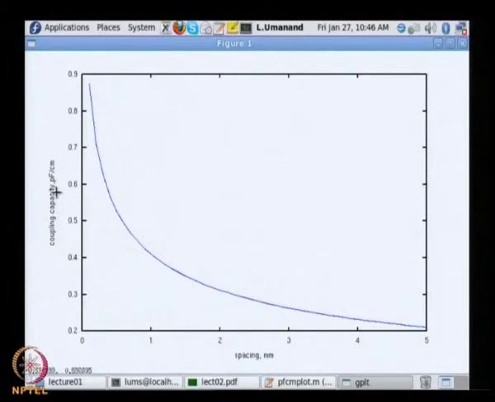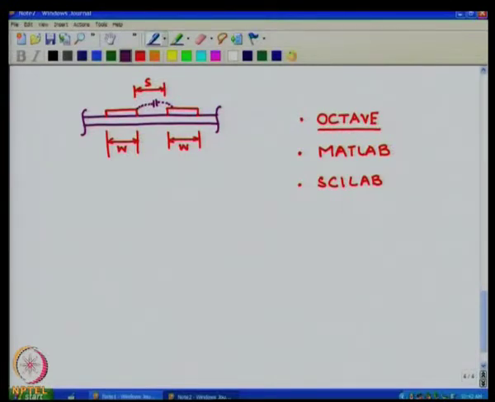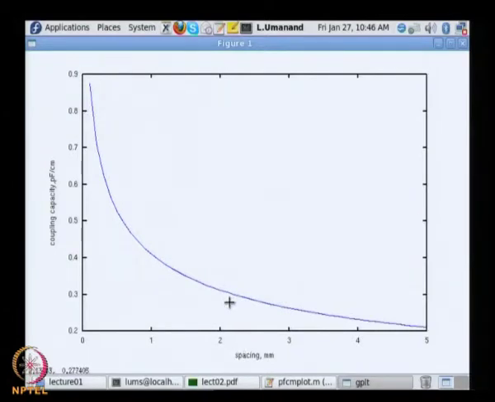Now, this y axis gives coupling capacity in PF per centimeter. The x axis gives you the spacing S. Remember, come back to the figure here, S is the spacing between the tracks, W is the width, and we are interested in finding the capacitance between these two tracks. Keep that in mind and try to look at this figure from that viewpoint. The capacitance per centimeter: if you take 1 centimeter length, you have this amount of capacitance, and this capacitance is decreasing as a function of S. More the spacing, smaller the value of capacitance, and that is what we expect to happen.